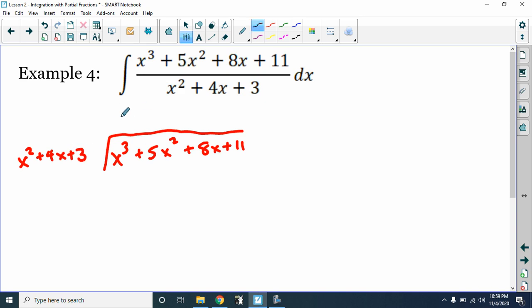So the way we do long division, we want to think about what times x squared gives me x cubed. X squared times x is x cubed. And then I multiply x times each of these. I'm multiplying these two together, but I'm distributing. So x squared times x is x cubed, 4x times x, and 3 times x. And then I subtract.